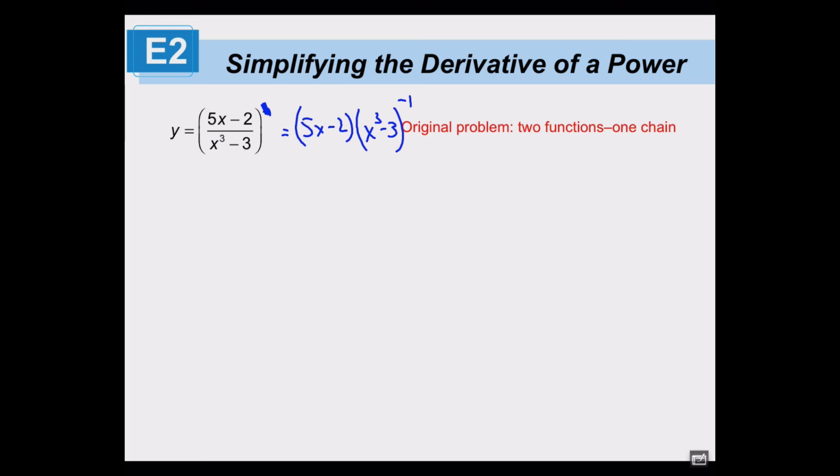Eitan? Are you just asking what to do now? What would I have done? Yes. Okay. If I wanted to do that as a quotient rule. Okay. But we want to get back to this problem.